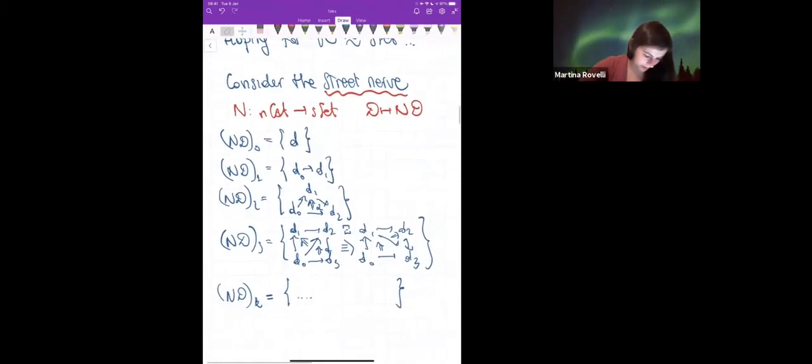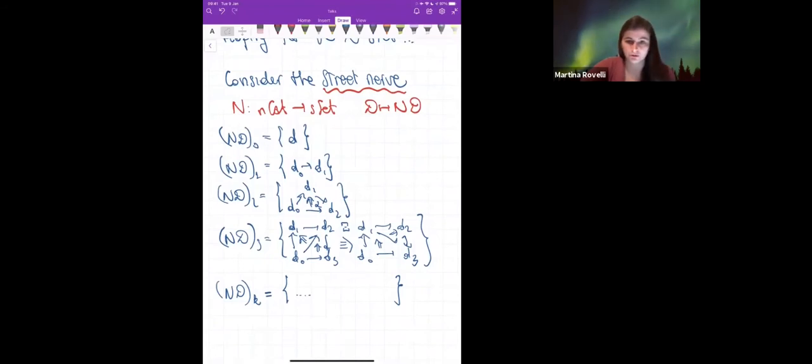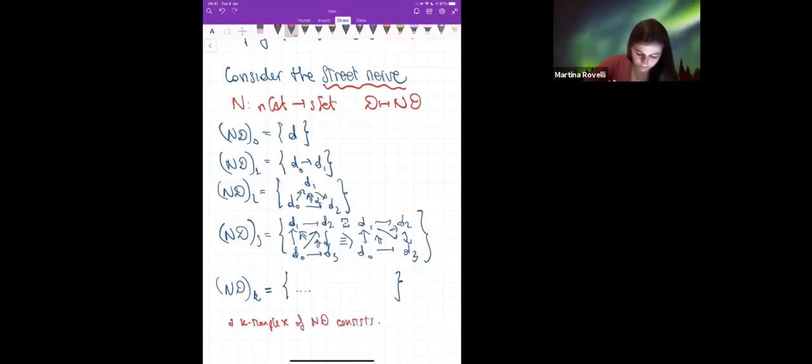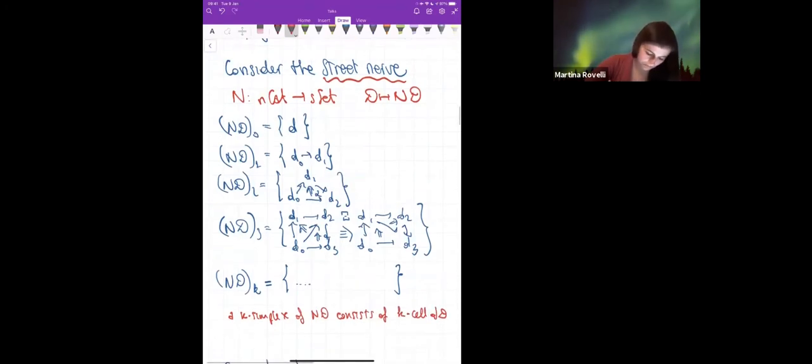So more generally, I am definitely not going to draw what the K-simplex should look like, but instead what I would like you to remember is that sigma, a K-simplex of the nerve of D, consists of a K-cell of D, but with specified weird boundary conditions.